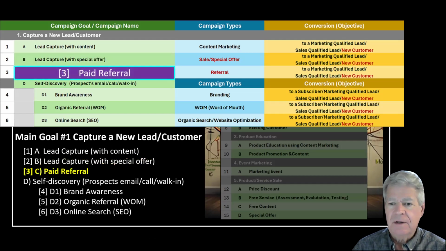Campaign number 3 is a paid referral, also listed as campaign C. Conversion or objective is to a sale and a new customer. A paid referral works well in some business models, but not so much in others. If you know it works for your business, actively promote your referral fees or special offers for referrals, such as special discounts. You can run campaigns specifically for referrals. They work better when you have a large social media following and have been engaged in brand awareness campaigns. So consider combining a referral offer with your brand marketing campaigns.